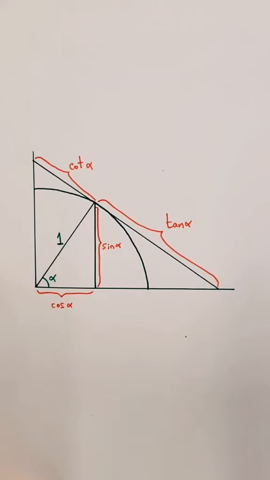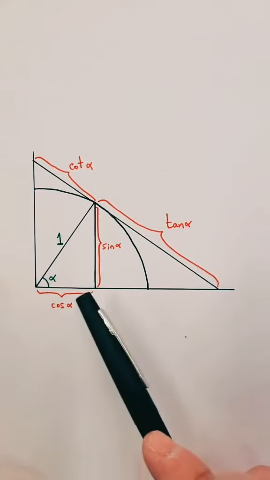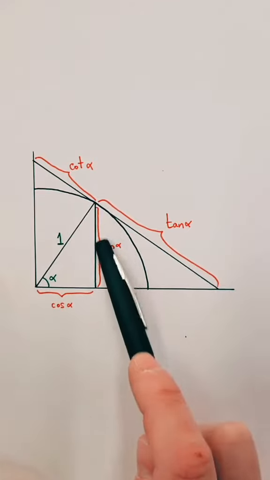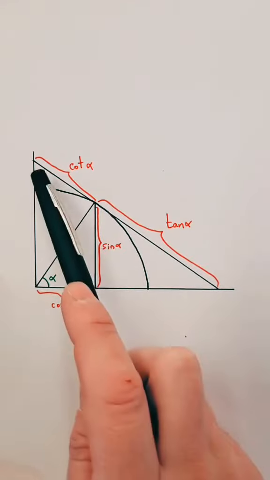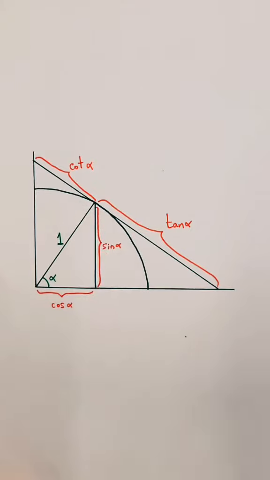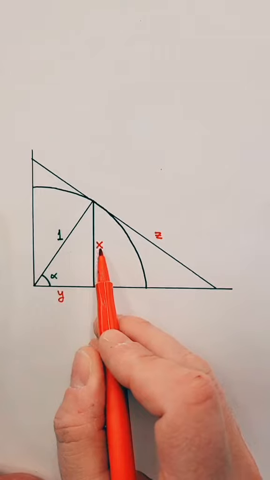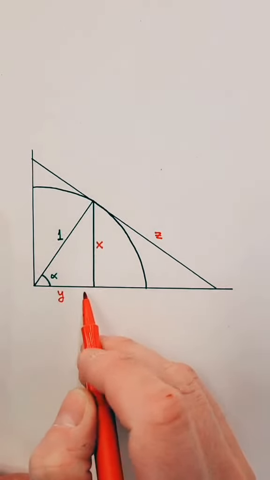So I wanted to come back to this because I think these are some really cool proofs. So let me explain why this length is sine, this length is cosine, this length is tangent, and that length is cotangent. Okay, so let me figure out what is the length x and what's the length y here.